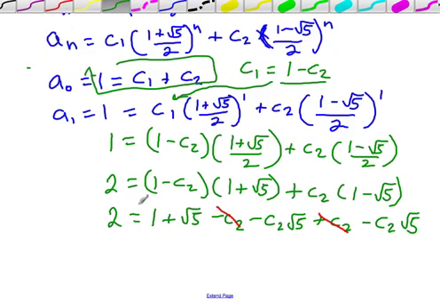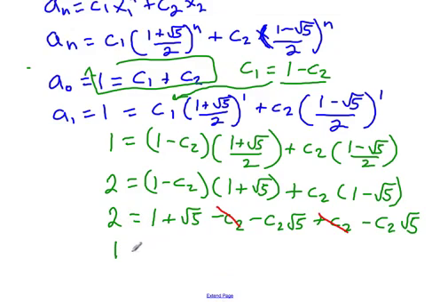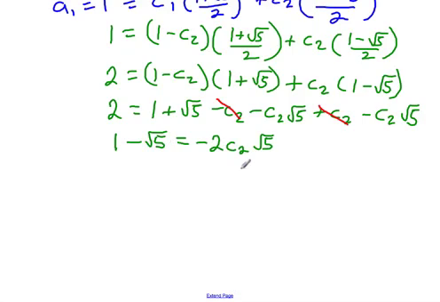And what's next? Let's bring our constants to this side. So we can subtract 1, and we'll get 1. Subtract root 5 from both sides, we get 1 minus root 5. On the other side, we've got negative C2 root 5, negative C2 root 5, so that's negative 2 C2 root 5. Solving for C2, we can divide by negative 2 root 5. So we're going to have 1 minus root 5 out of negative 2 root 5 equals C2.